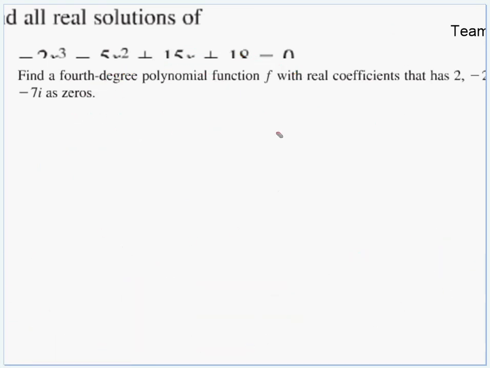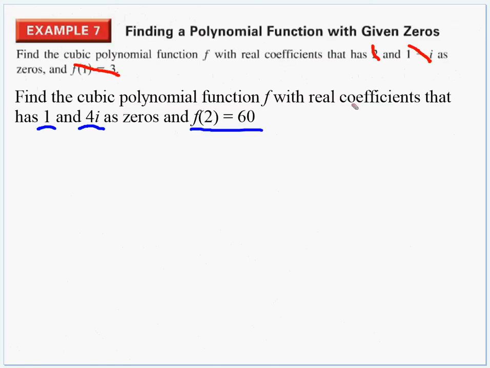Is that the last slide? Oh, no. This one, I did modify example 7 from the book to make this a little cleaner. If this is not in your notes, I can't remember if I updated the notes. If the other stuff is in there, we want to scratch it out, and we're going to do this problem. Find a cubic polynomial function f with real coefficients that has 1 and 4i as zeros.